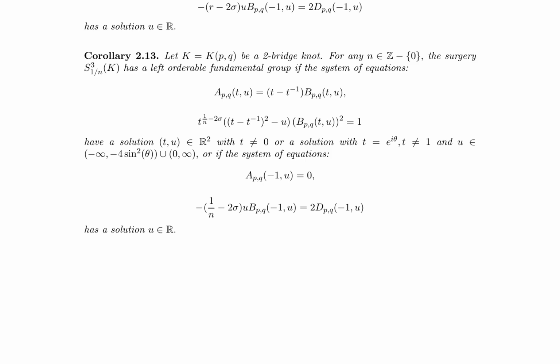The authors then state Theorem 2.12, which gives conditions for the fundamental group π1(S³_R(K)) to admit a non-trivial SL(2, R) representation. The conditions involve solving systems of equations similar to those in Corollary 2.10, but with additional constraints on R. Corollary 2.13 follows, which specializes Theorem 2.12 to integer surgeries S³_{1/n}(K), with n ∈ Z, n ≠ 0.